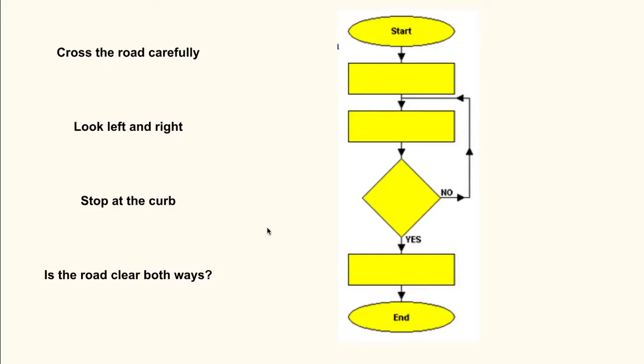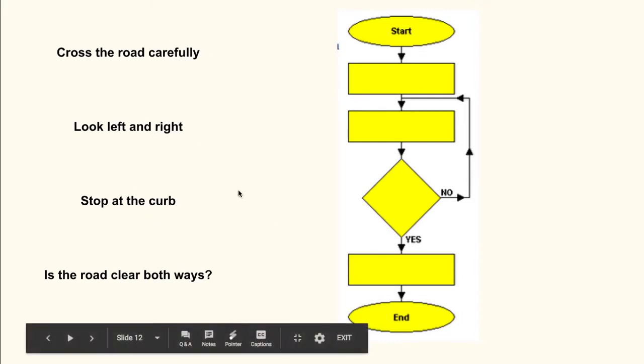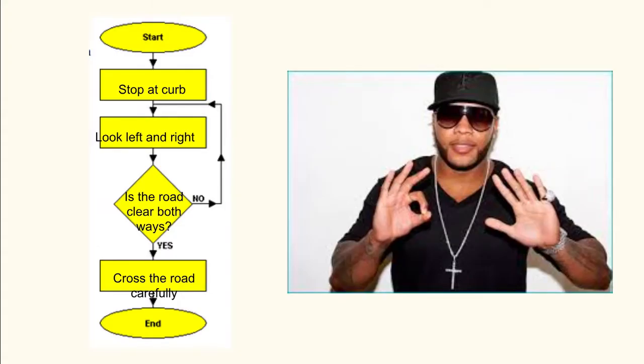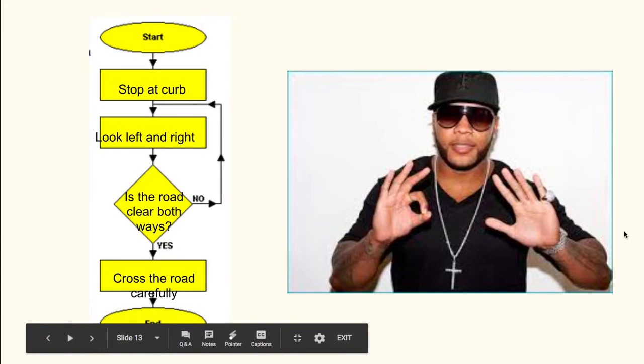Here is another example that you can do on your own, so try to plug in the correct phrases here into the flowchart. And you can pause the video for a second to do that. Here we go. Here are the answers. So this is to cross a street safely. So go ahead and check your answers. You got them right. This is Flowrida, telling you that you did a great job.